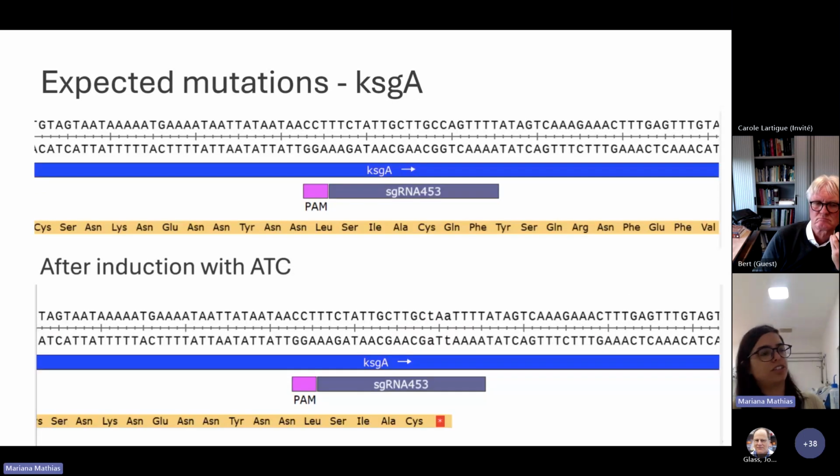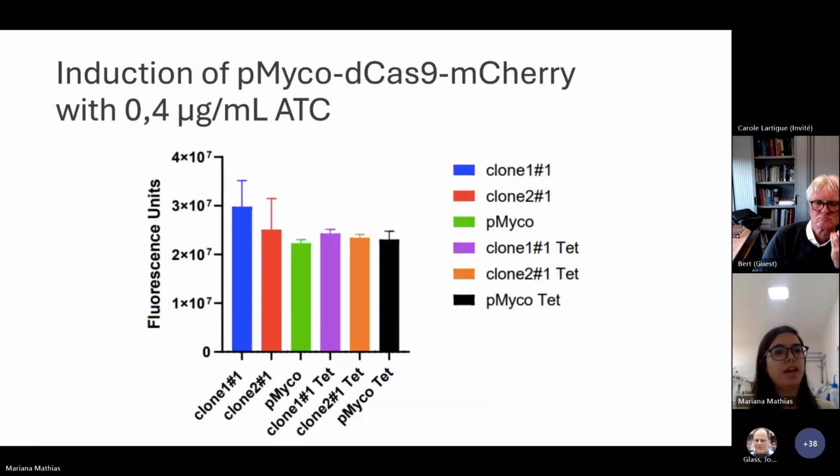I think it's all changed. Oh my God, I'm sorry. So the casugamycin is the same thing. We're trying to put a stop codon on it. And we already tested the mCherry. I'm sorry, the whole thing is messed up here.